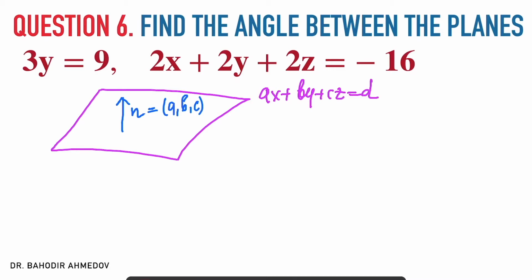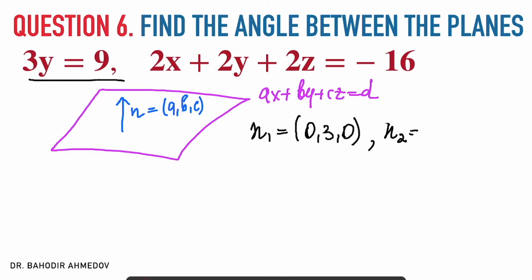Instead of finding the angle between the two planes, we're simply going to find the angle between the two normal vectors. That's going to be the angle between the two planes. The normal vector for the first plane, n1, is going to be 0, 3, and 0, because the coefficient before x is 0, the coefficient before y is 3, and the coefficient before z is equal to 0. And n2, the normal vector for the second plane, is going to be 2, 2, and 2.